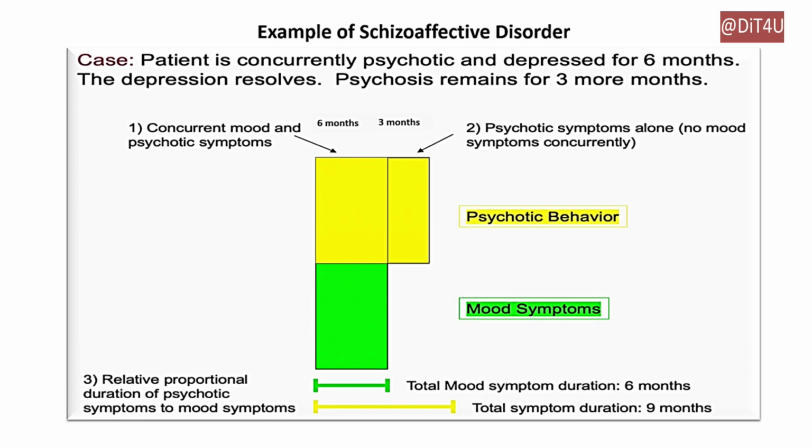The second question is, psychotic symptoms alone without any mood symptoms? Yes, because there's nothing here in green. So psychotic symptoms for 3 months at least is present. So the second criterion is also met. Third question you have to ask: relative proportional duration of psychotic symptoms to mood symptoms. That means in the majority of these 9 months, are mood symptoms present? So out of 9, 6 months has green, that is mood symptoms. So that criterion is also met. So you need all 3 to call it schizoaffective disorder.